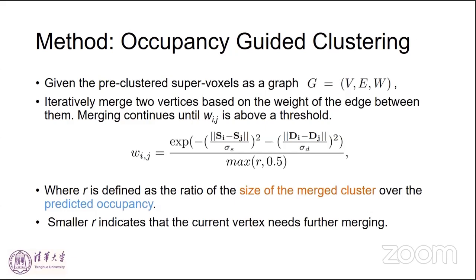In the clustering stage, we initialize the graph using pre-clustered supervoxels. Then we measure the similarity of two connected vertices by Wij. Here S and D are the spatial term and the feature term mentioned before. R is defined as the ratio of the merged cluster over the predicted occupancy. So if R is small, which means the merged cluster is smaller than the predicted occupancy, Wij is larger, and it encourages the current vertex to be merged.